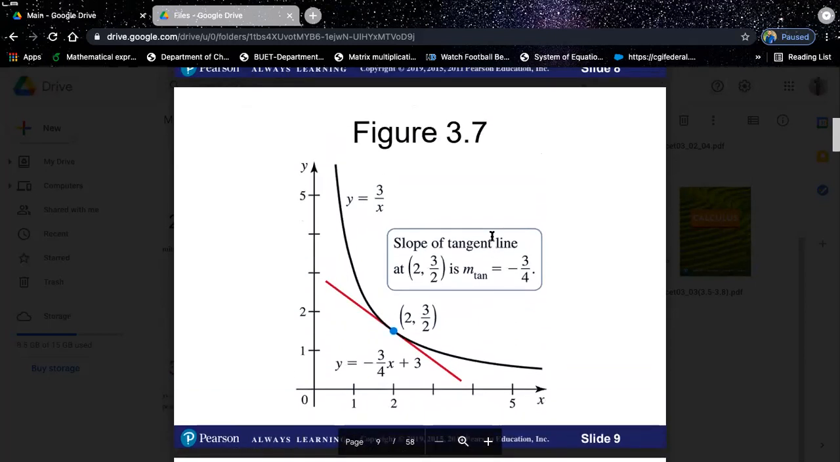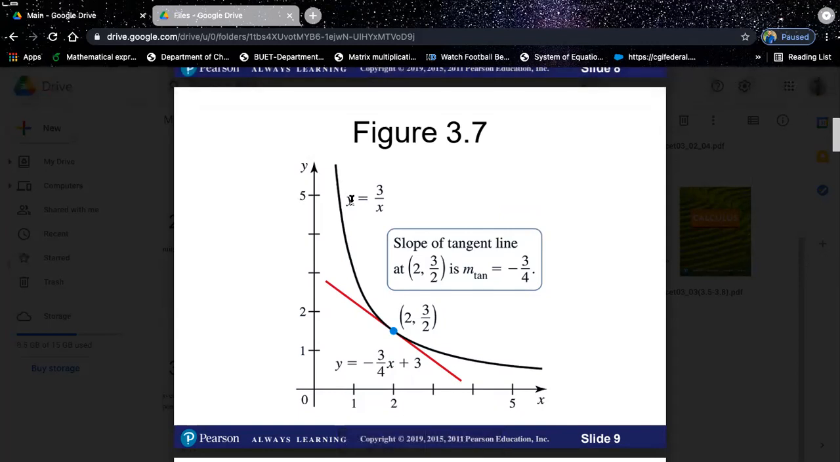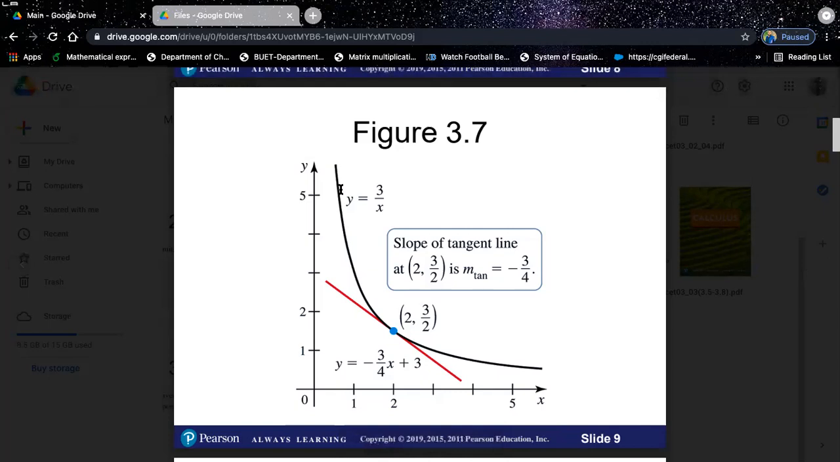All right. Let's see the graph. So this is the graph of y equals -3/4 times x plus 3. By this I mean the red line. Okay, and the curve is the graph of y equals 3/x. Now first we want to find the slope of the tangent at this particular point, (2, 3/2). We want to find the slope at this point.